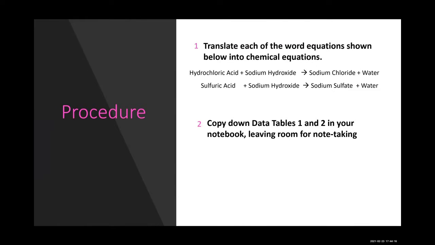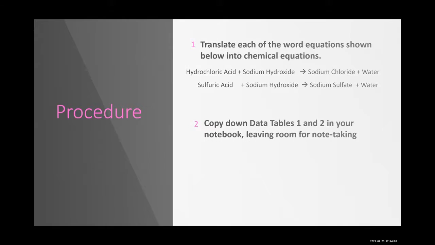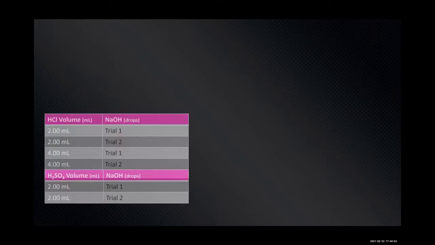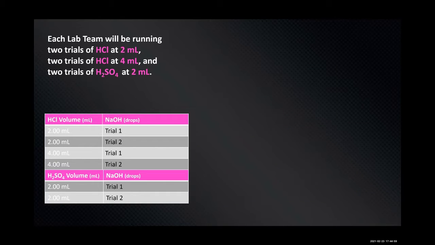Copy down data tables 1 and 2 in your notebook and leave room for note-taking. So this is the data table from your lab binder. And what we'll be doing for this lab is that each team will be running 2 trials of hydrochloric acid at 2 milliliters volume, 2 trials of hydrochloric acid at 4 milliliters, and 2 trials of sulfuric acid at 2 milliliters.